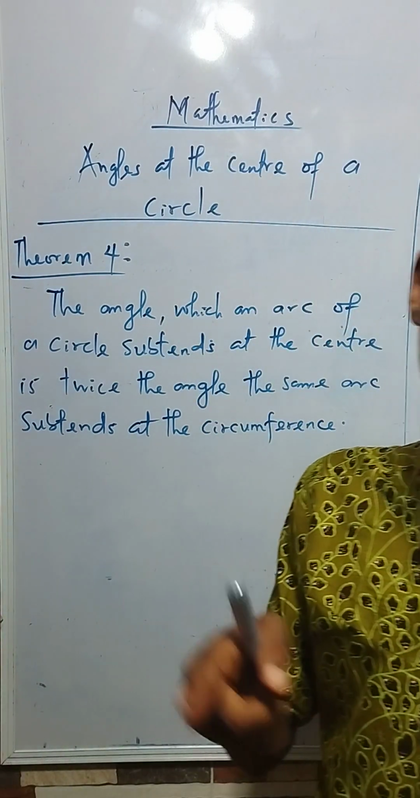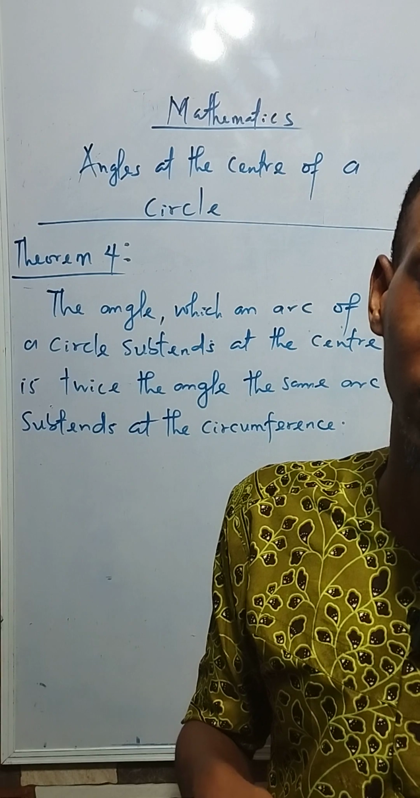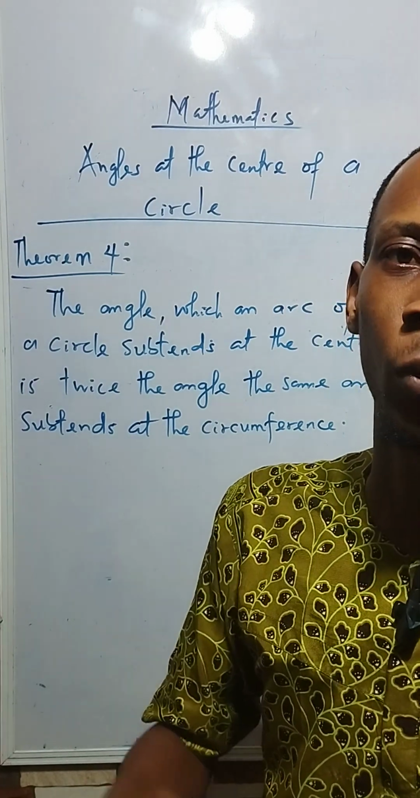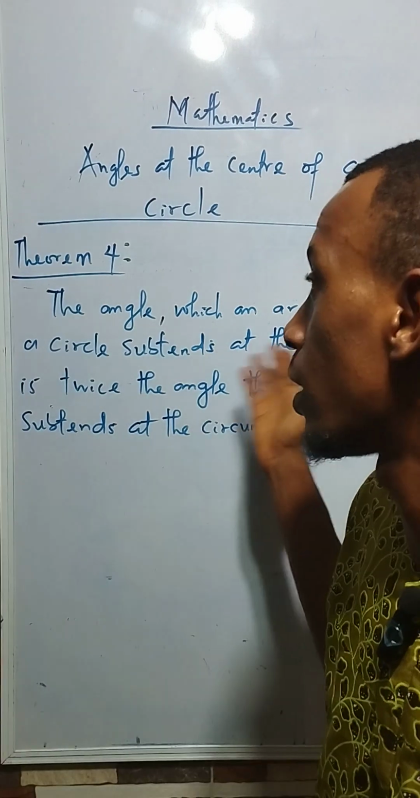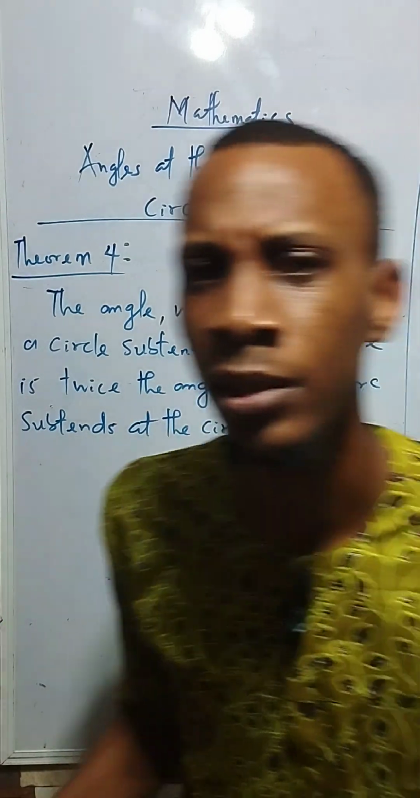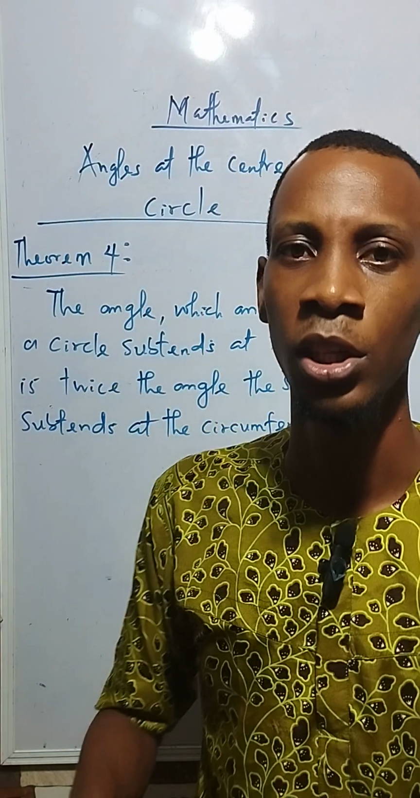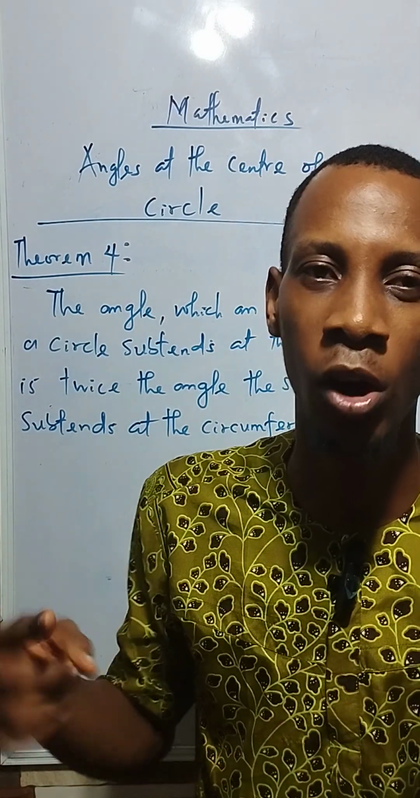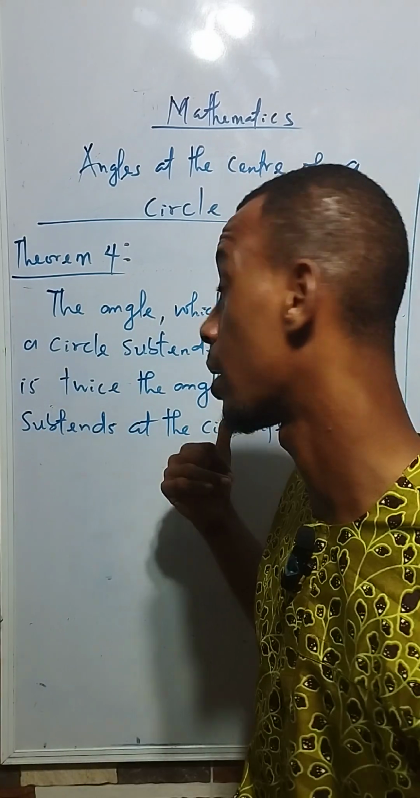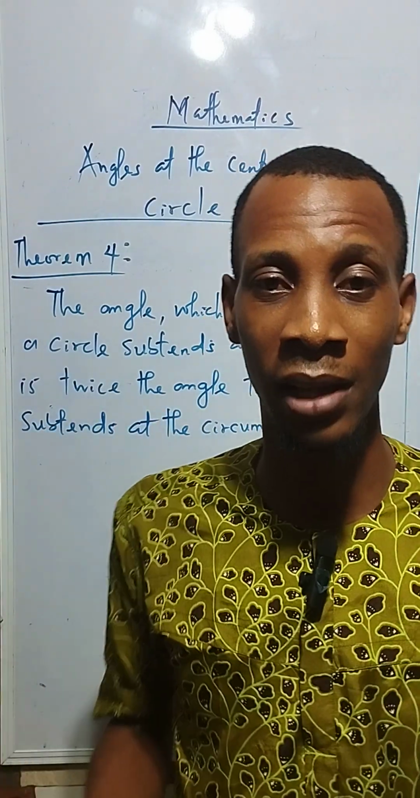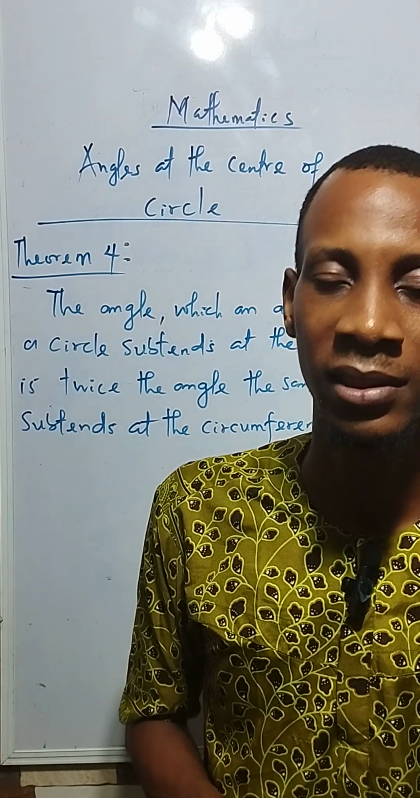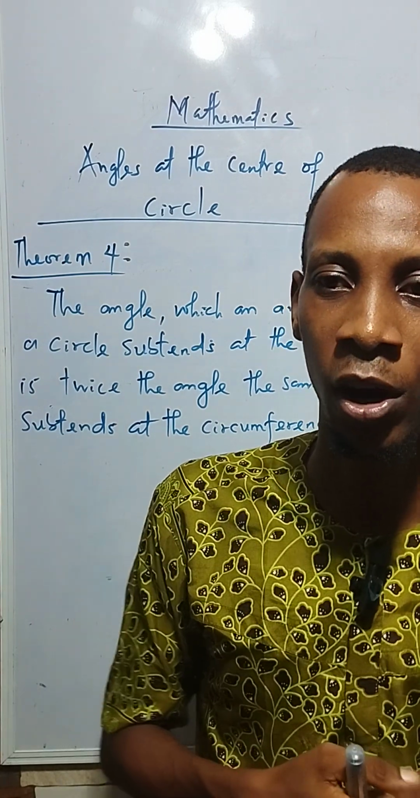We need to know where the arc is. We know that the arc is just a part of the circumference. But if I don't want to say this, I can just say that the angle at the center is twice the angle subtended at the circumference of the circle. That is what theorem 4 is saying: that the angle at the center is twice the angle subtended at the circumference of the circle.